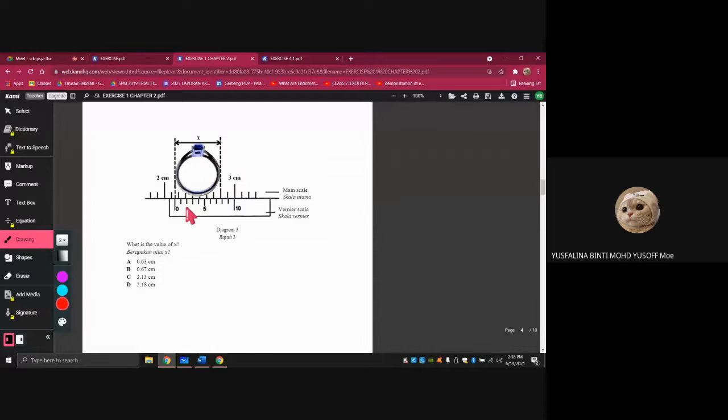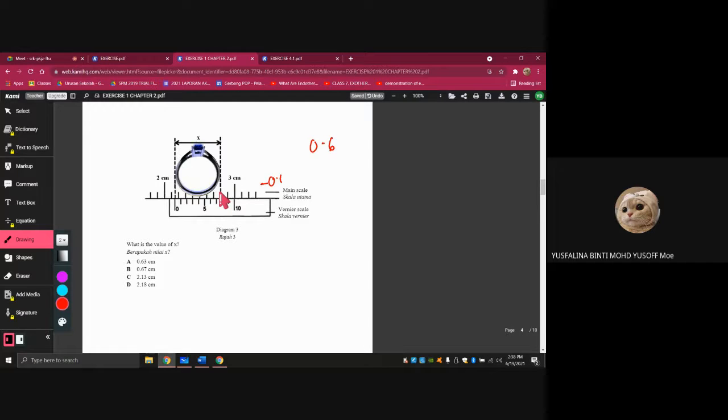The first thing you have to do is read the main scale. You already know each small division on the main scale equals 0.1. So you count 0.1, 0.2, 0.3, 0.4, 0.5, 0.6. So now your main scale reading is 0.6.